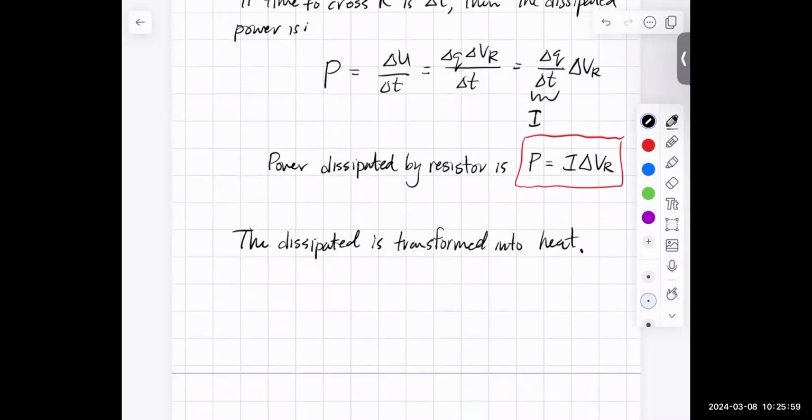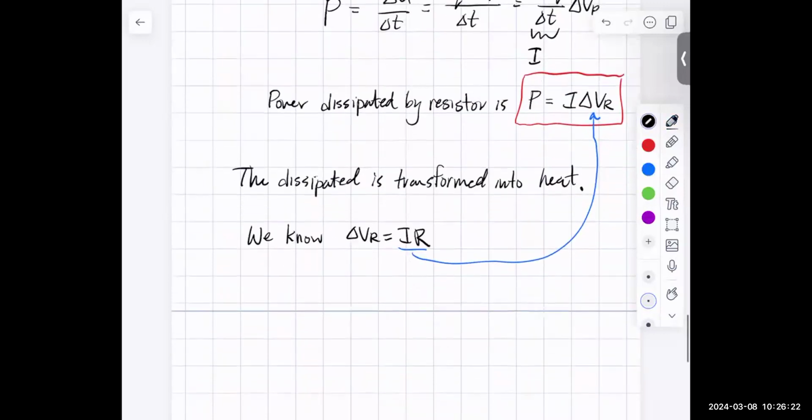Okay, all right. So we know that delta VR is I times R. And so what I could do is take this I times R and replace the delta VR in this expression. If I did that, we would say P is I times delta VR, which is I times I R. And so that's I squared R.